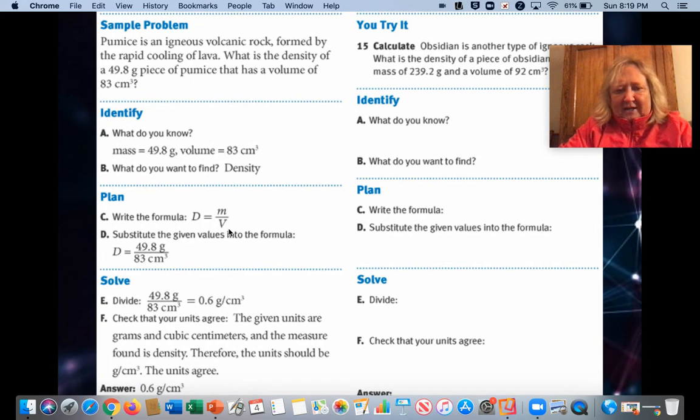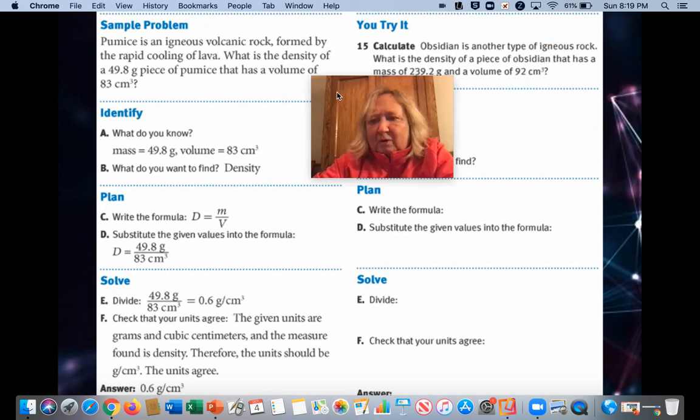So you would write it down, don't break my heart, M over V, and then you just sub in the values. So mass is 49.8 and volume is 83. Simply use your calculator on your iPad or regular calculator or whatever. It's 0.6. Again, they want your units to agree. So it's grams over cubic centimeters. And so that's how you would label it.